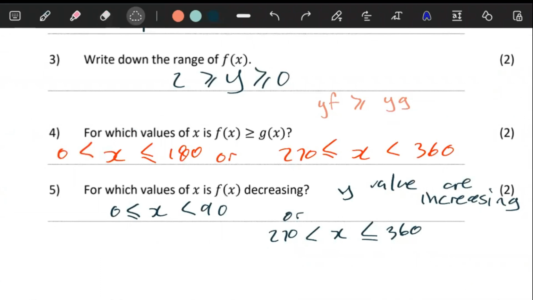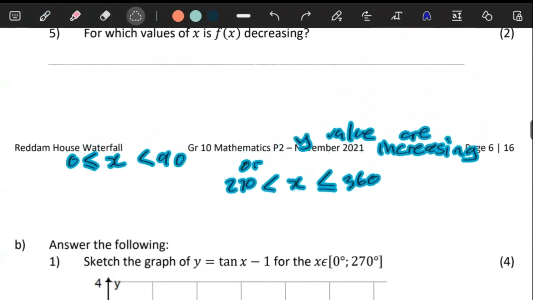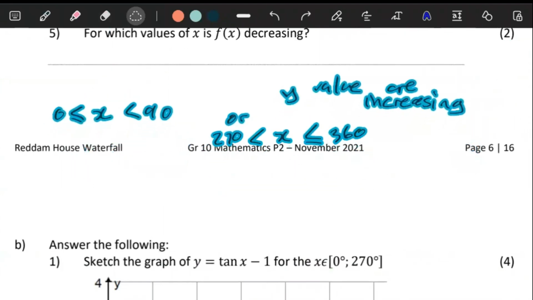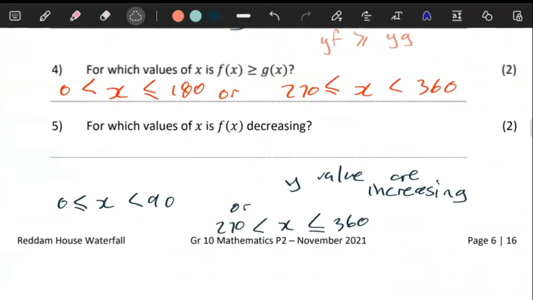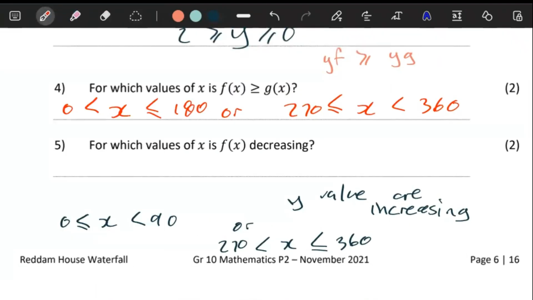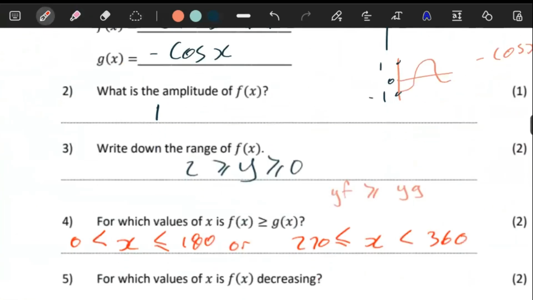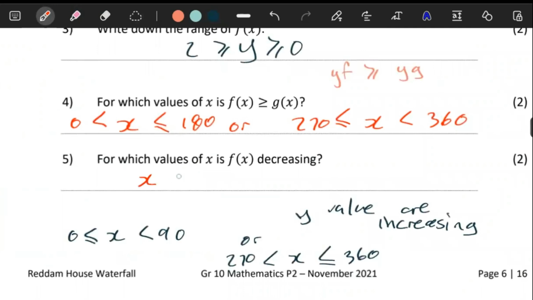Let me put it down here as additional information. This is the part where it's increasing. The part where it's decreasing is the part we did not mention. So this part is increasing, this part is increasing. Decreasing is between 90 and 270. So you see here, x values have to be bigger than 90, smaller than 270.